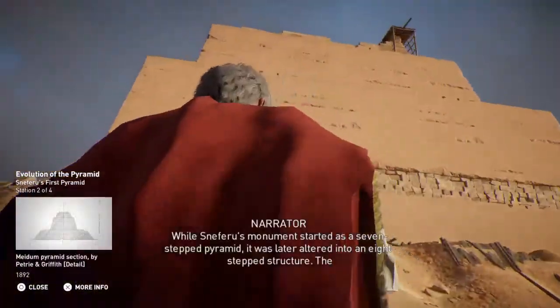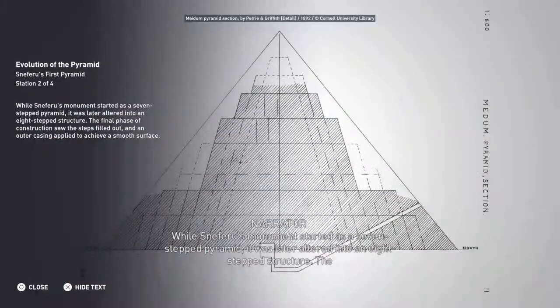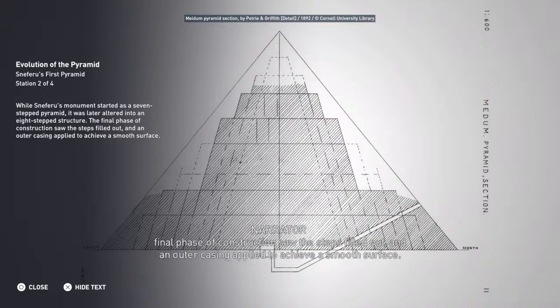While Sneferu's monument started as a 7-stepped pyramid, it was later altered into an 8-stepped structure. The final phase of construction saw the steps filled out and an outer casing applied to achieve a smooth surface.